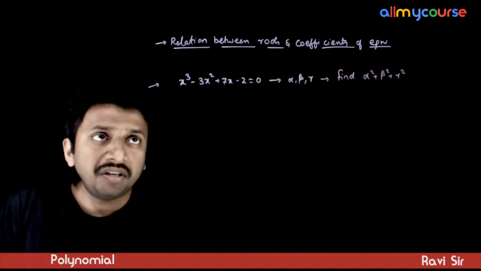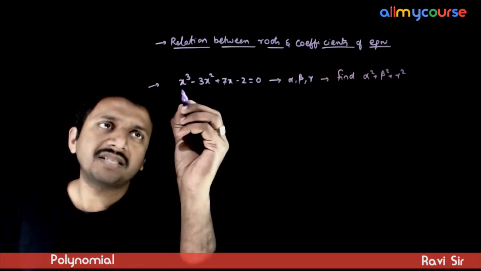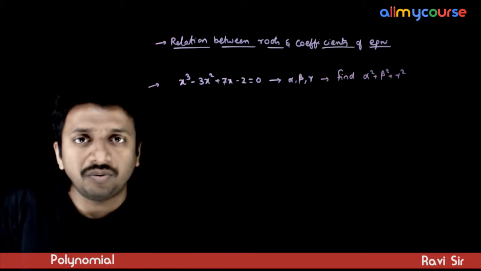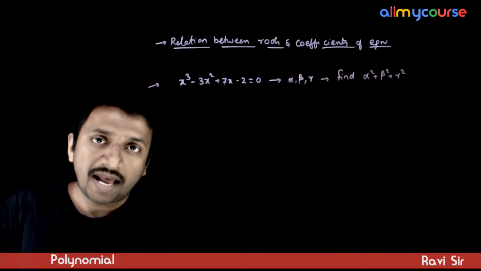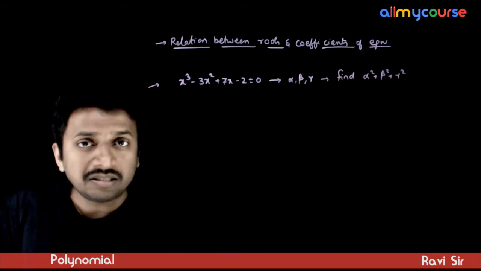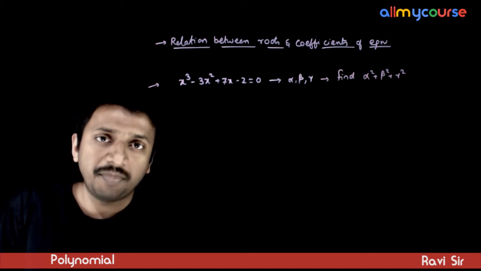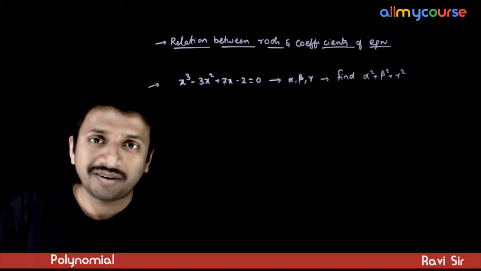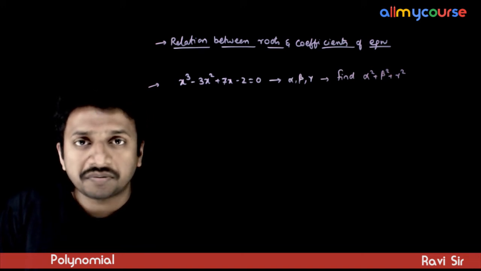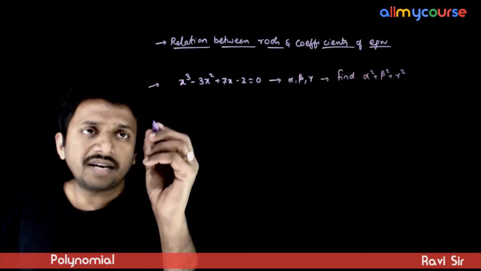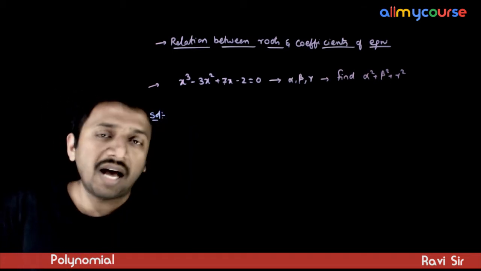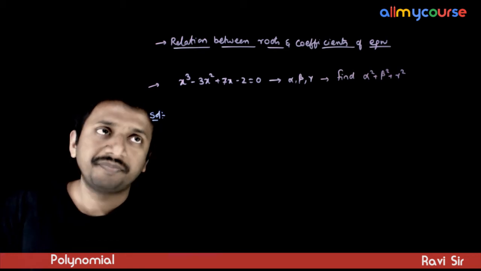So the question given is that x cube minus 3x square plus 7x minus 2 is equal to 0 has roots alpha, beta and gamma. You're asked to find alpha square plus beta square plus gamma square. So how do we do this? Let us write the relations that we know between alpha, beta and gamma.